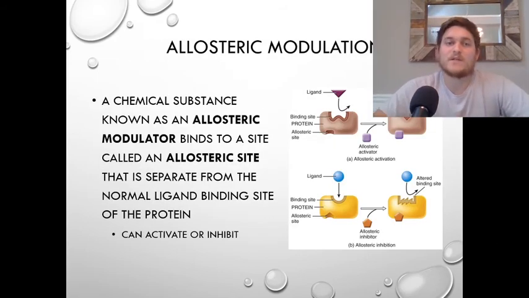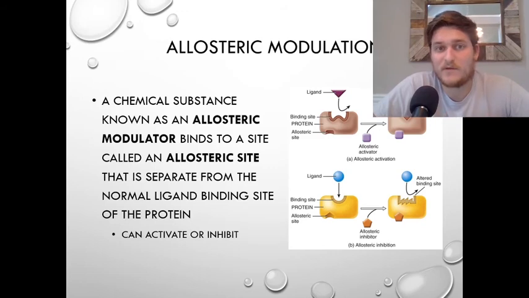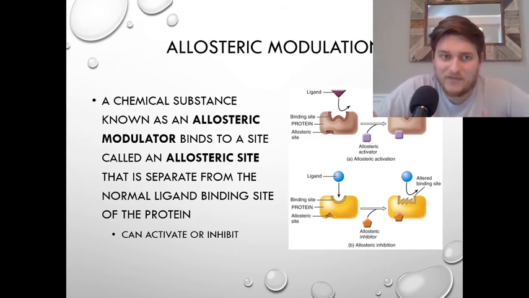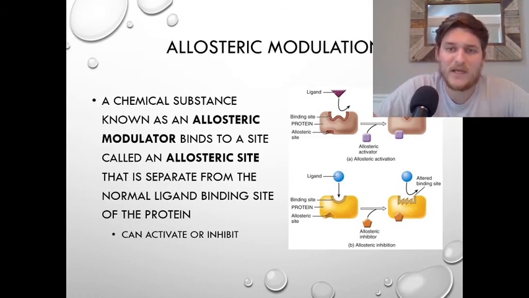Allosteric modulation is when a chemical substance known as an allosteric modulator binds to a site called the allosteric site, which is separate from the binding site. And so it could either activate or inhibit the ligand from binding to the binding site.